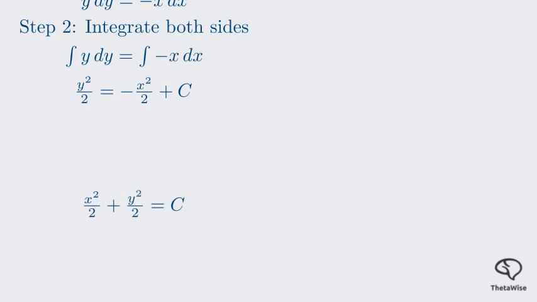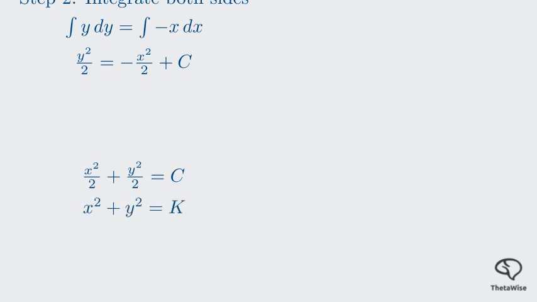If we move the x term back to the left, we get x squared over 2 plus y squared over 2 equals c. By multiplying the entire equation by 2, we can write it as x squared plus y squared equals k, where k is just another constant. Notice how this describes a family of circles centered at the origin. We have successfully found the general solution.